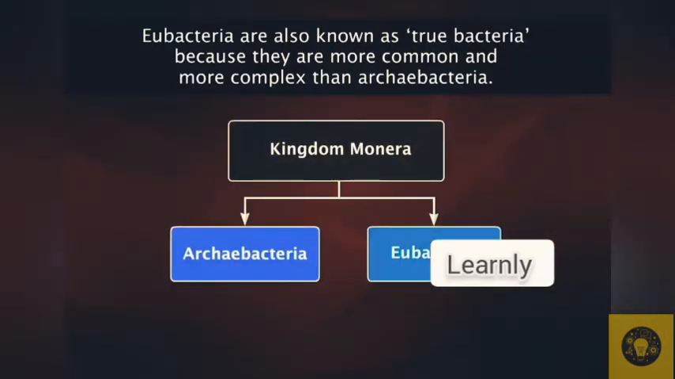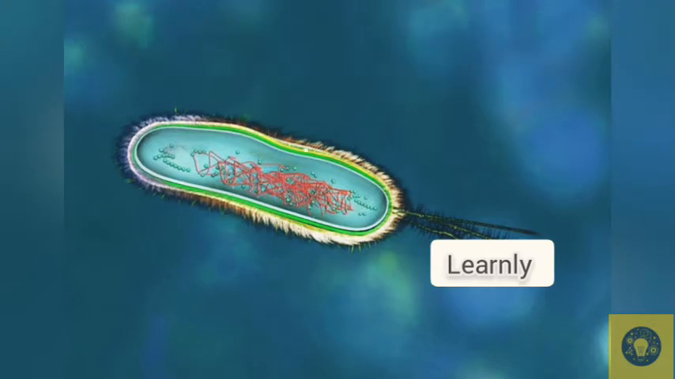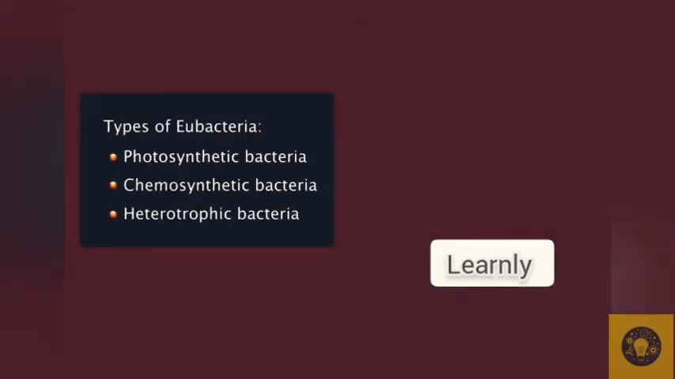The second group of bacteria is Eubacteria. They differ from Archaebacteria mainly in the structure of the cell wall and in their metabolic processes. Their cell wall is rigid, and some of them possess special structures called flagella for movement. Let us look at different types of Eubacteria.